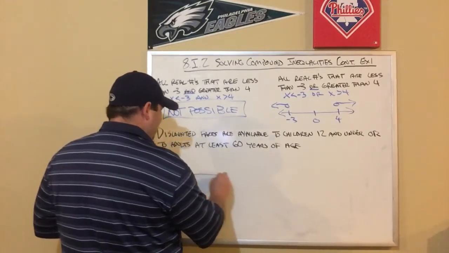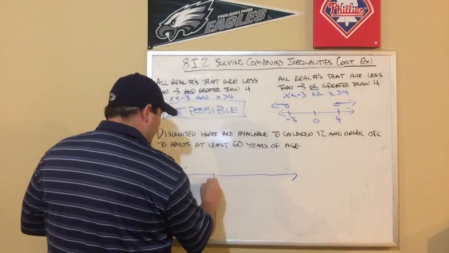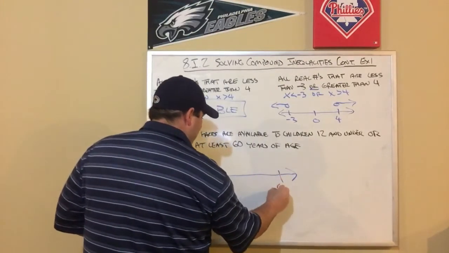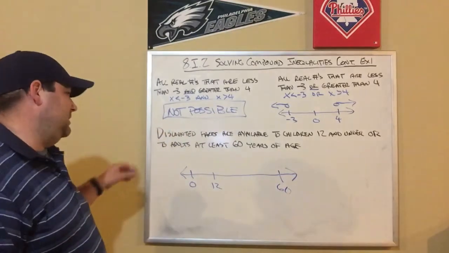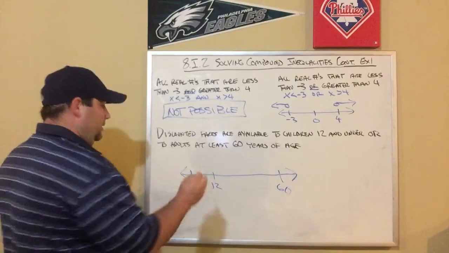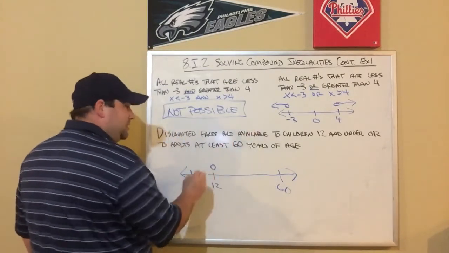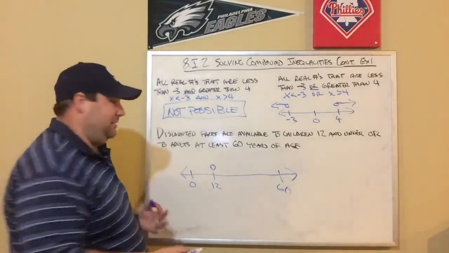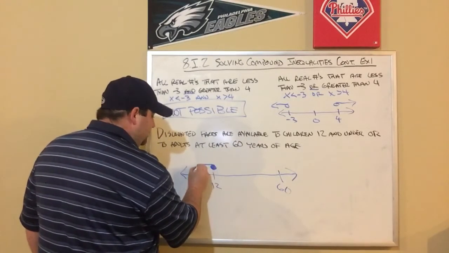If I do a number line, what are the important numbers? We can see there's a 12 there. I'll put a 60 way out here, and then we always like to put 0. Those are the numbers. Let's look at this. Discounted fares are available to children 12 and under. So it says 12 and under, which means 12-year-olds get the discounted fare. So I'm going to fill that in because we're including them. And under would mean less than.